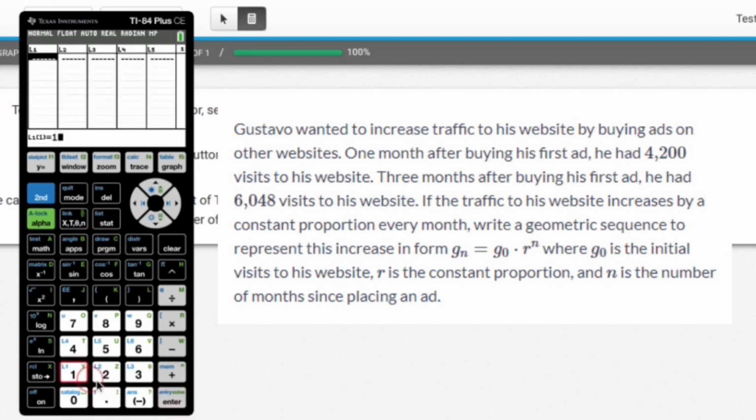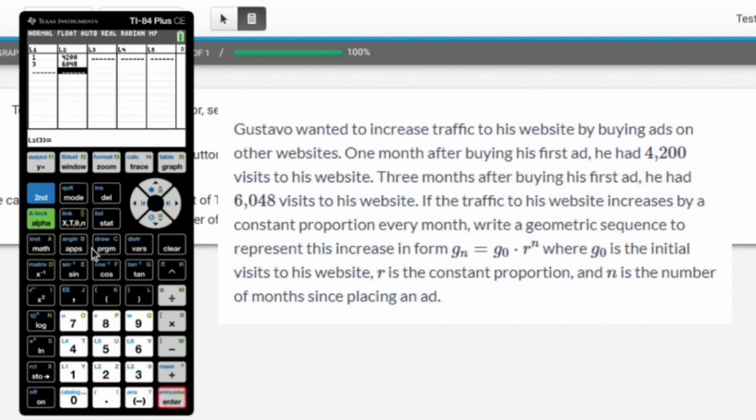1 month matches up with 4,200. Okay. Bada bing. Month 3 is 6,048. Like so.